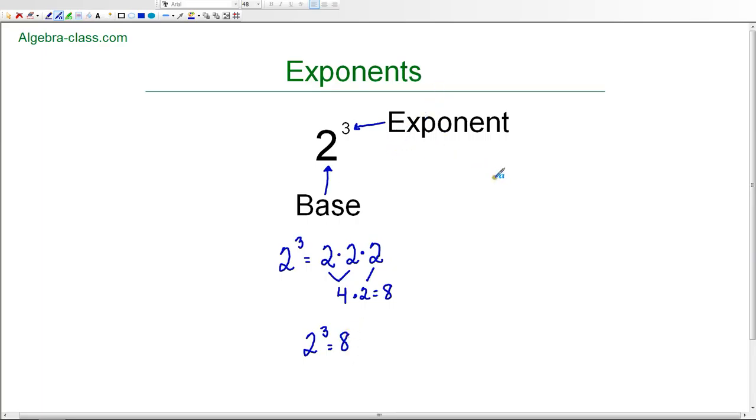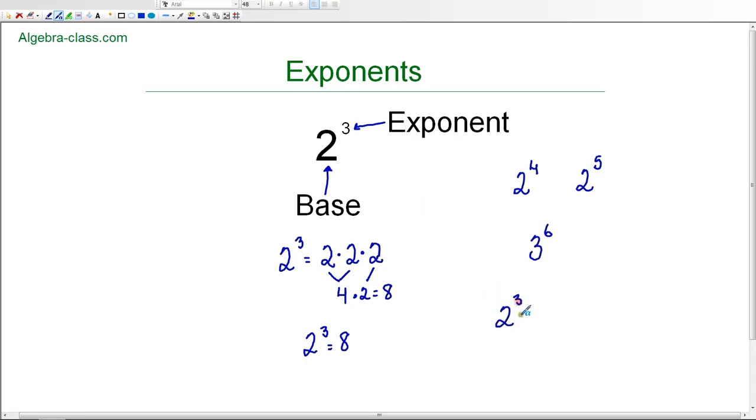Okay, so again, a power is simply a number, which is a base, raised to a power, and that is called an exponent. So this is 2 to the fourth power. If we have it written like this, it would be 2 to the fifth power, or 3 to the sixth power.